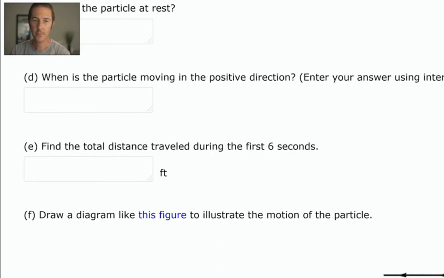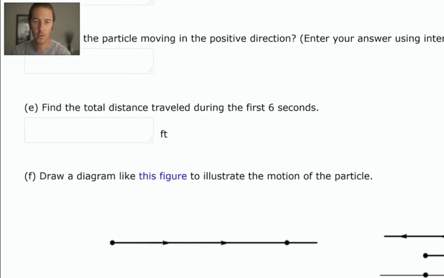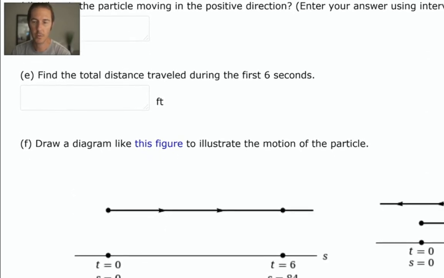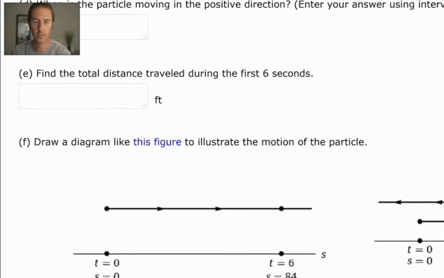Total distance traveled during the first 6 seconds. I'm not going to talk much more about this problem. This is so analogous to the problem that we saw in the previous video. You're going to have to liken it back to that one. Don't forget to chop up your domain and look at change in distance from t equals 0 to t equals 6. That's what's happening in part E. And then add them up.